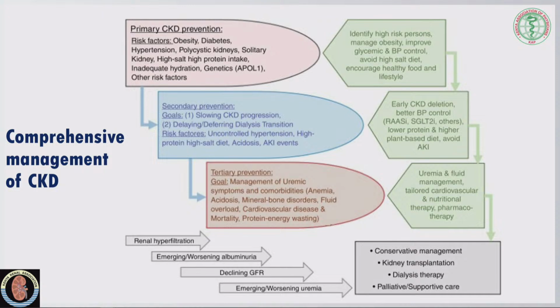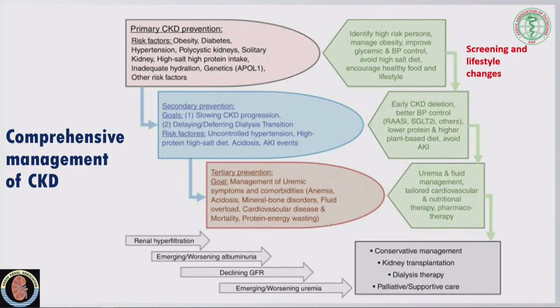So what is the comprehensive management of kidney disease? It's a busy slide looking at the pathophysiology itself, but basically focusing on primary CKD prevention, secondary prevention, tertiary prevention. We don't want to be here at the tertiary prevention. We want to ensure that all these other things are taken care of much earlier on. And it's very important. And therefore, identify high-risk persons and manage obesity, improve glycemic and BP control, avoid high-salt diet, encourage healthy food and lifestyle before we progress to the medications. And these should be done so that we don't reach a point where you're talking about managing advanced kidney disease and thinking about kidney failure.